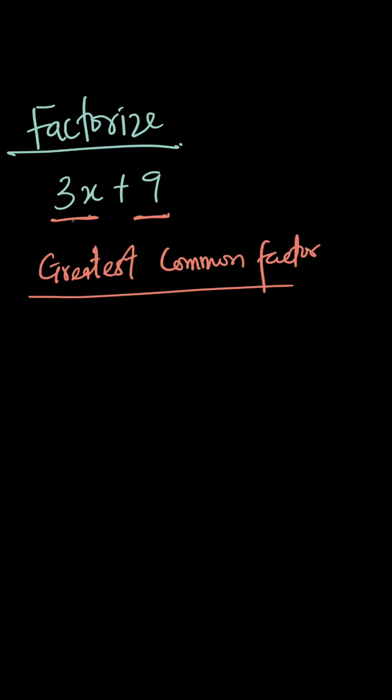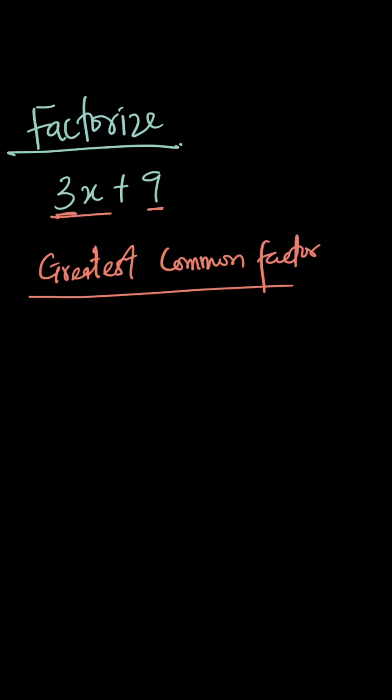The number that can divide this and this is the common factor, but the greatest number that can divide this and this is the greatest common factor. So we can see over here we have 3x and then 9. These are two different terms. So which number can divide this and divide this evenly? We can see the number is 3.